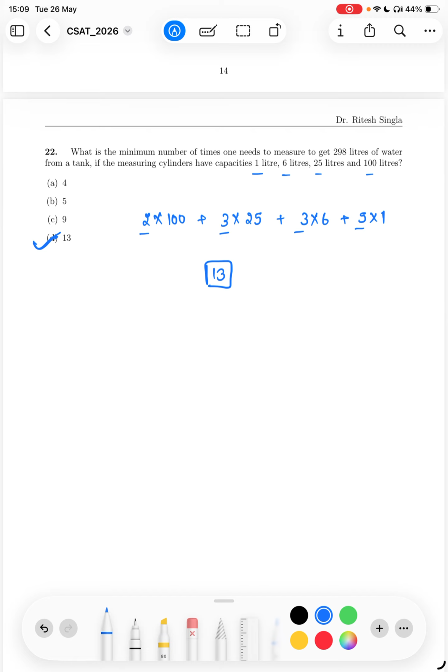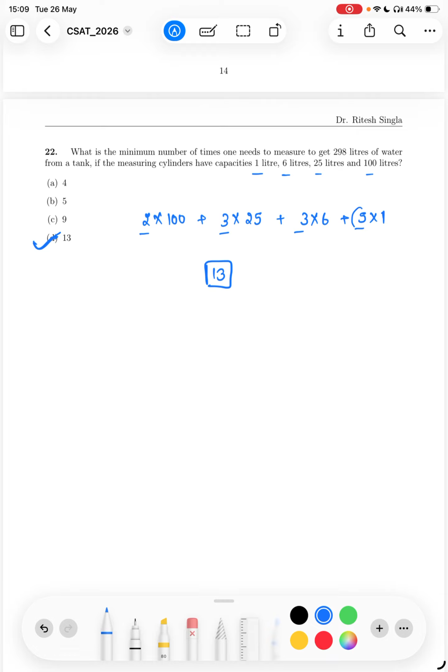You want to find the minimum number of cylinders to take out 298 liters of water, and you have these measurements. So take as much as you can from a particular can. For the 100 liter can, you can dip it twice, because then the remaining amount is less than 100. Basically, you are taking the remainders after each term. So 2 into 100, then 3 into 25, then 3 into 6, plus 5 into 1.